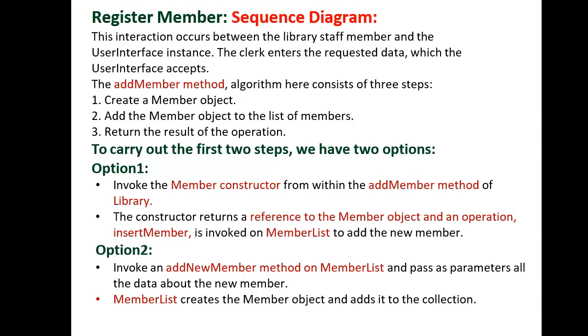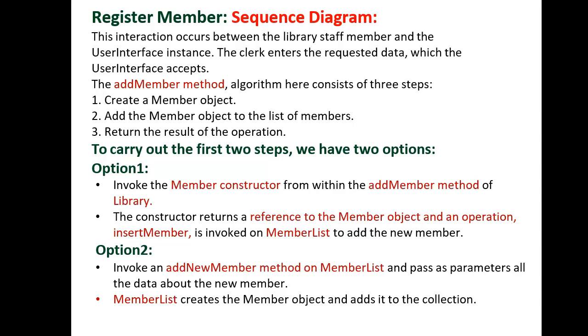Registering. Now we'll see a few sequence diagrams with respect to a library management system. One is registering the member. This interaction occurs between the library staff member and the user interface instances. The clerk enters the requested data with the user interface. The add member method algorithm here consists of 3 steps: creating a member object, adding the member object to the list of members, and returning the result of the operation.